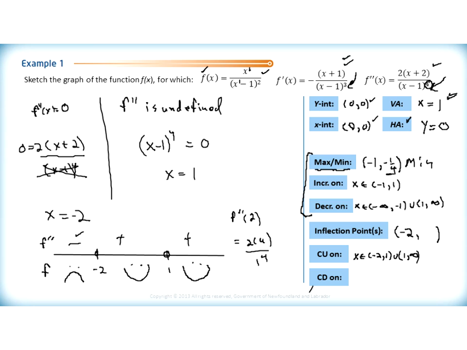And we're going to be concave down everything from -infinity all the way up to -2. Okay, the only thing we don't know is the y-coordinate at that special inflection point. So we need to find f of -2. So I'm just going to scribble that in this space because it doesn't take much time to do that. So we want f of -2, and that's going to be -2 divided by -3 squared, so -2/9.